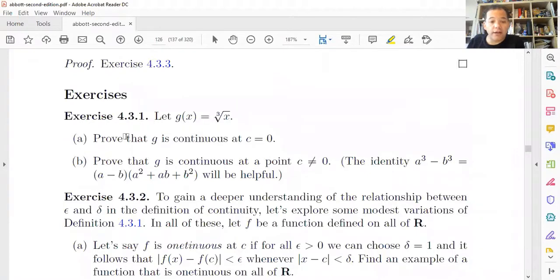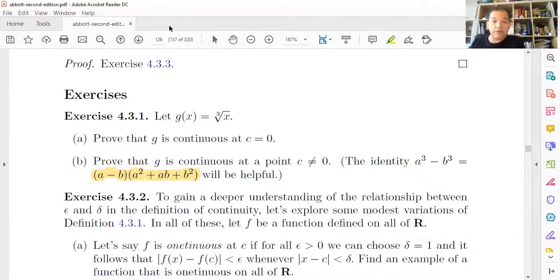Cubic root, and these are the things that can be helpful, right? You first need to do 0, and this identity will be useful. Just as in this case, we use the fact that a plus b times a minus b was a squared minus b squared. Here, the identity you want to use is this one over here, the one that I just highlighted. Okay, moving on.